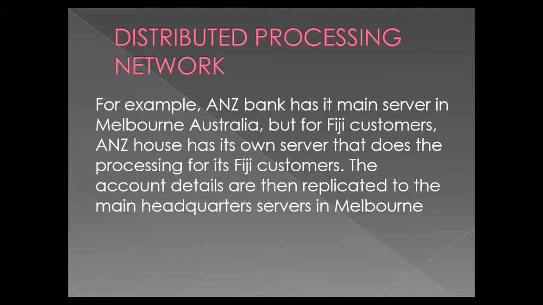Now, after all the processing is done, whatever information is stored in that server is replicated, meaning copies of all the information are made and sent to the server in Australia. So that is called a distributed processing network. Right here we have more than one server: the main server, and the other ones are servers which are inheriting information from the main server.